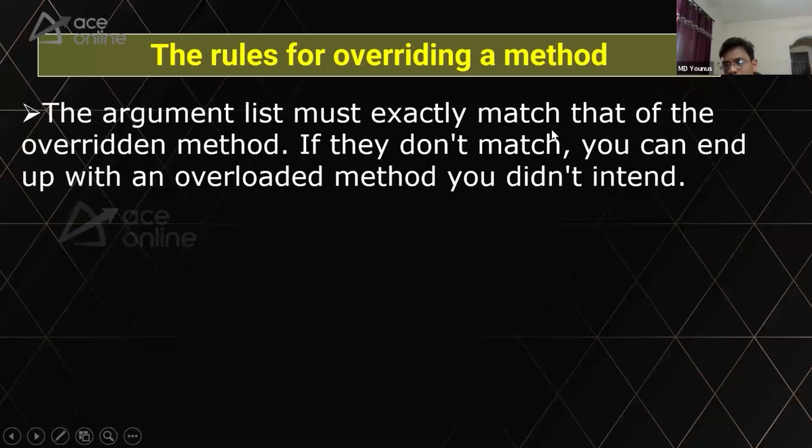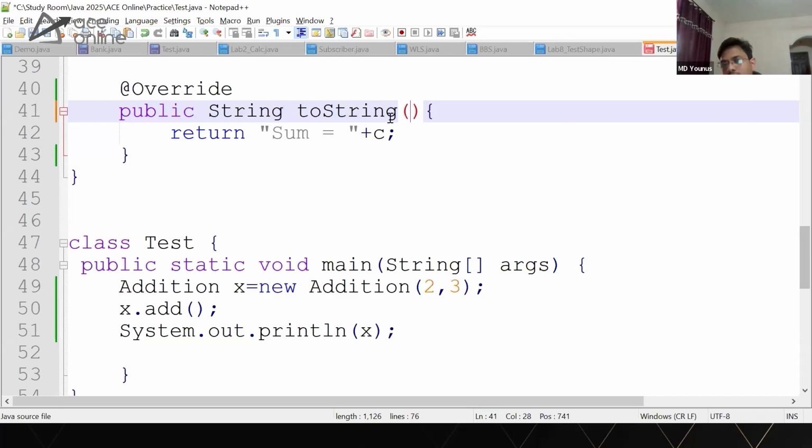Okay. So if there is no match in the argument, it is not at all a method overriding. So you will directly get an error if you are using annotation. Otherwise, it will be treated as a different method or as a method overloading. But the very first rule for method overriding is that the name should be same and the parameter should be same.